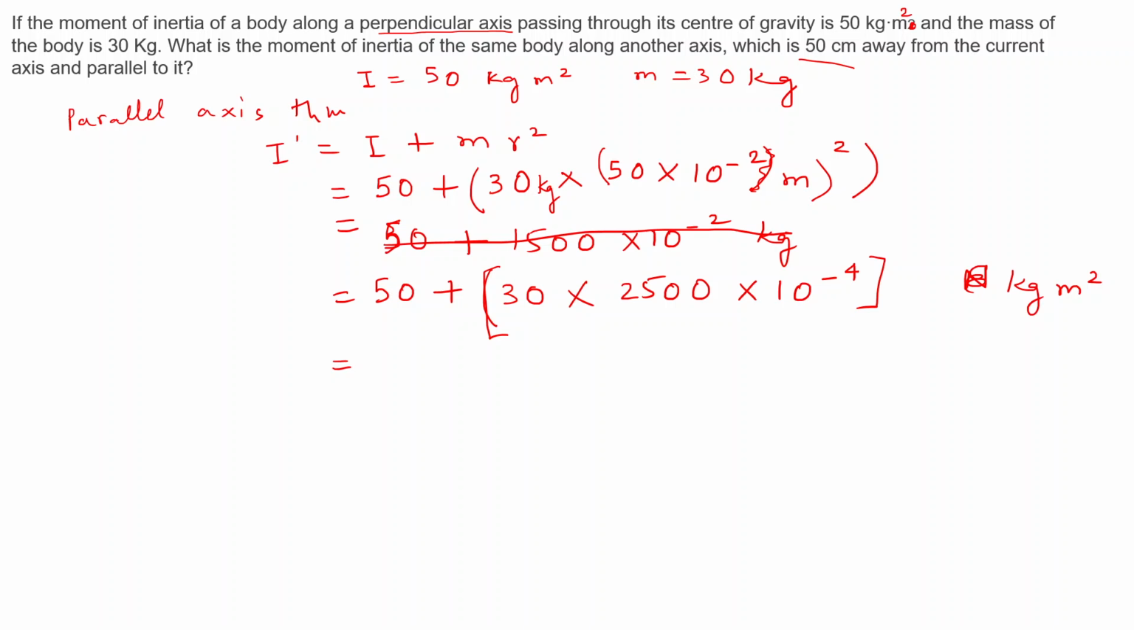This will be 2500 multiplied by 30, divided by 10 to the power 4, which is 7.5, so 50 plus 7.5. So the answer will be 57.5 kg meter square. I hope I did the conversions correct here, and the answer should be this. Moving on to the other one.